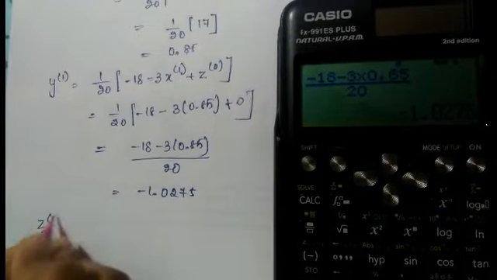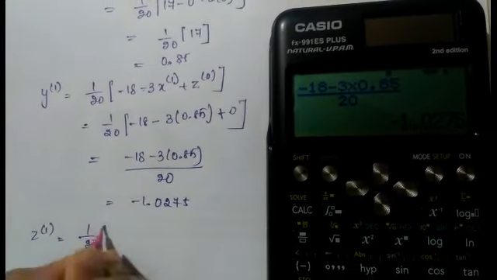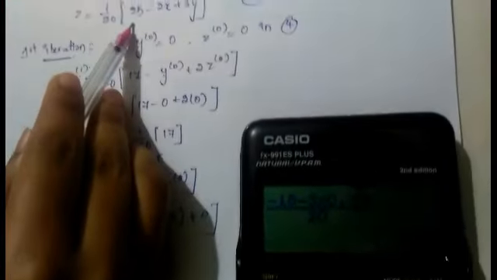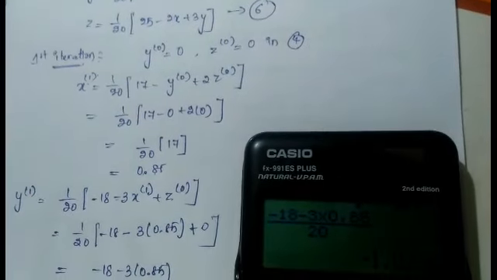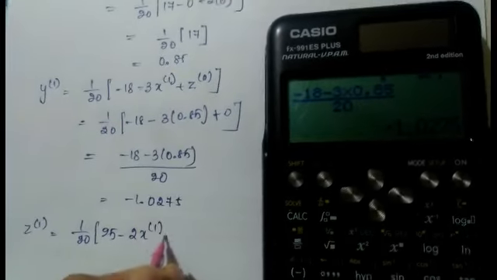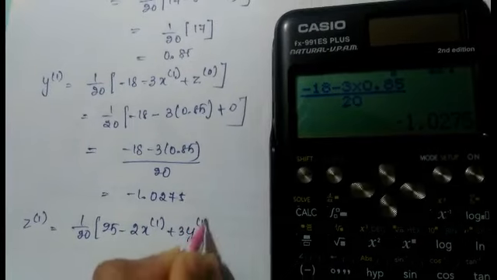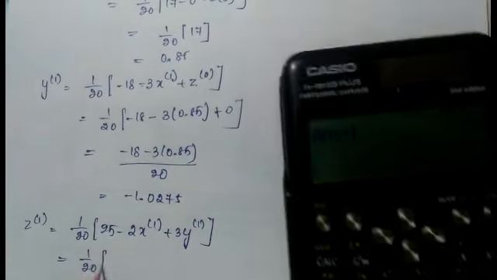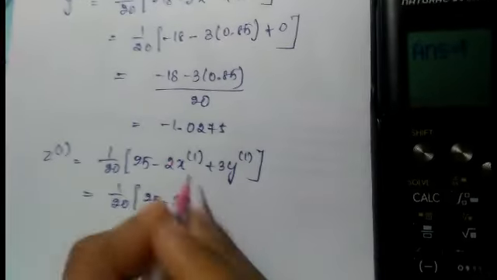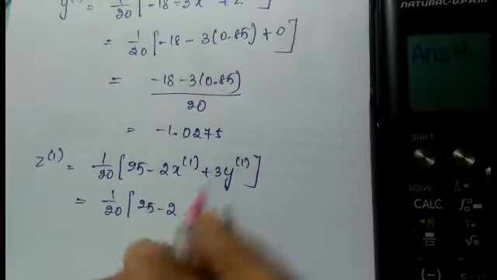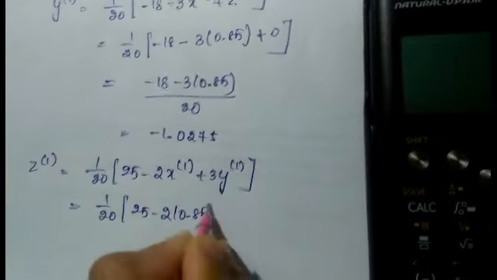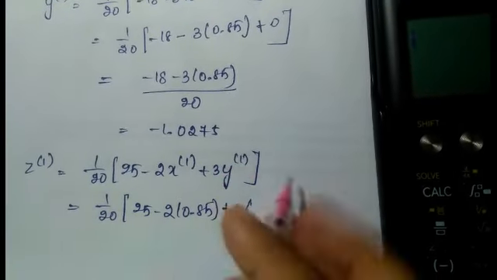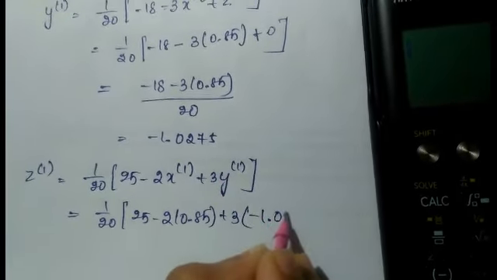z of 1 equals 1 by 20 of, from this equation, 25 minus 2 into x of 1 plus 3 into y of 1, as we got the value of y of 1. Then that is equal to 1 by 20 of 25 minus 2 into x of 1, we got it as 0.85, into 0.85 plus 3 into minus 1.0275.